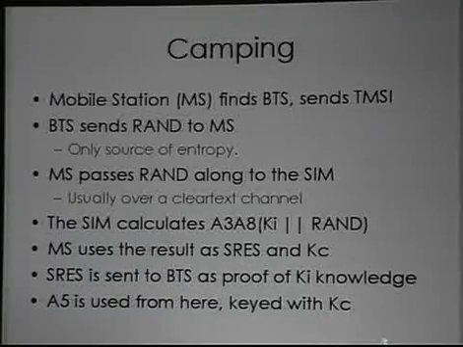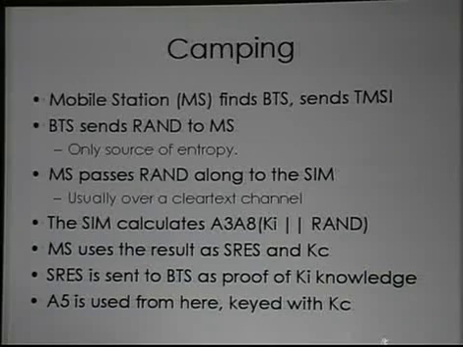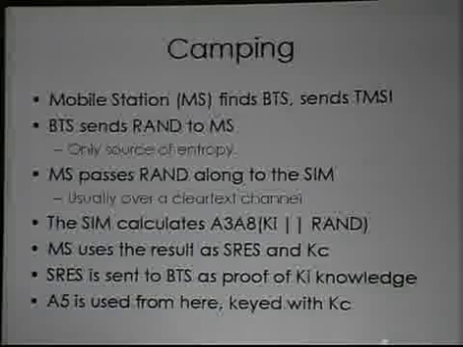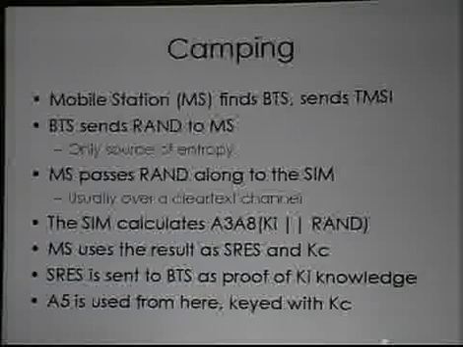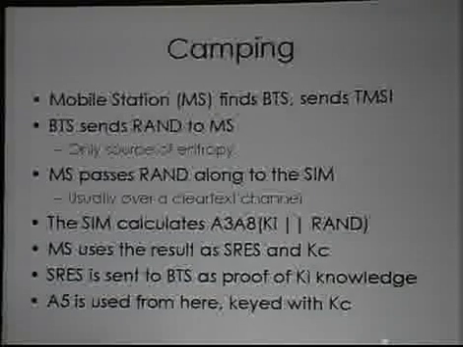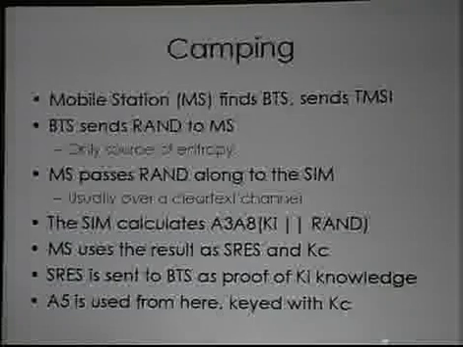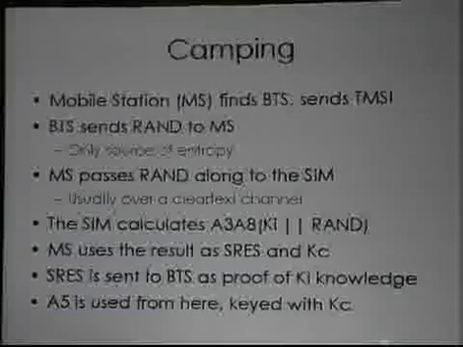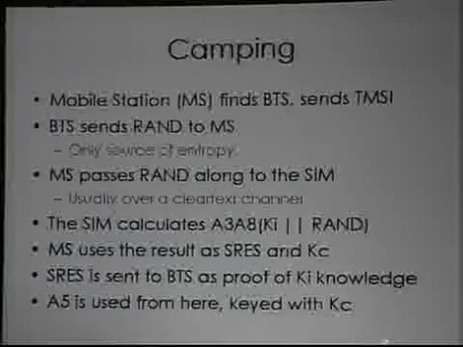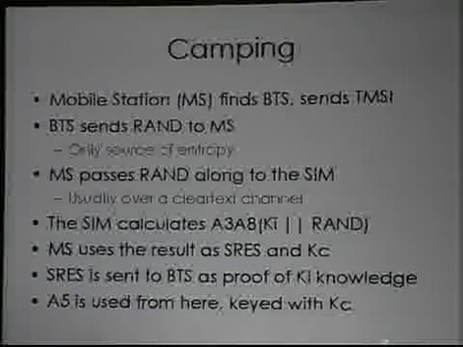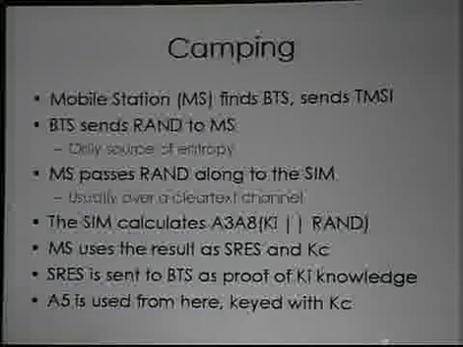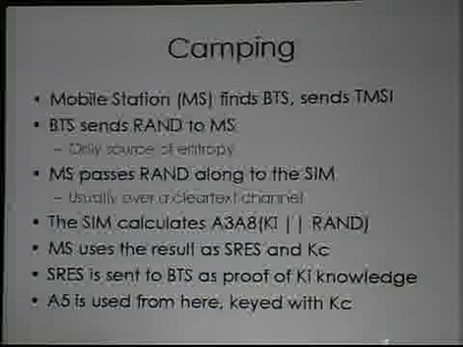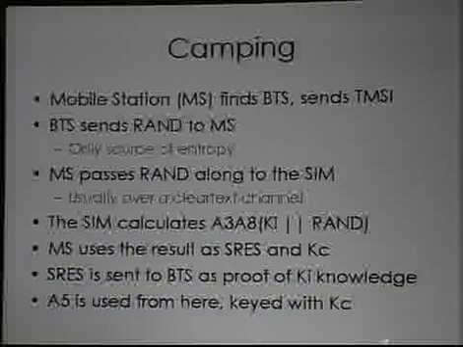Typically, A3 and A8 are implemented as one function. So it'll run one hash function over this blob of binary, and then it splits the output into two. The first part of the output becomes the session key. The second part of the output becomes the session response. So by taking that hash and splitting it into two, you can prove that you know KI by sending the session response, as well as establishing a secret for your A5 cipher. So that's the basic authentication scheme.